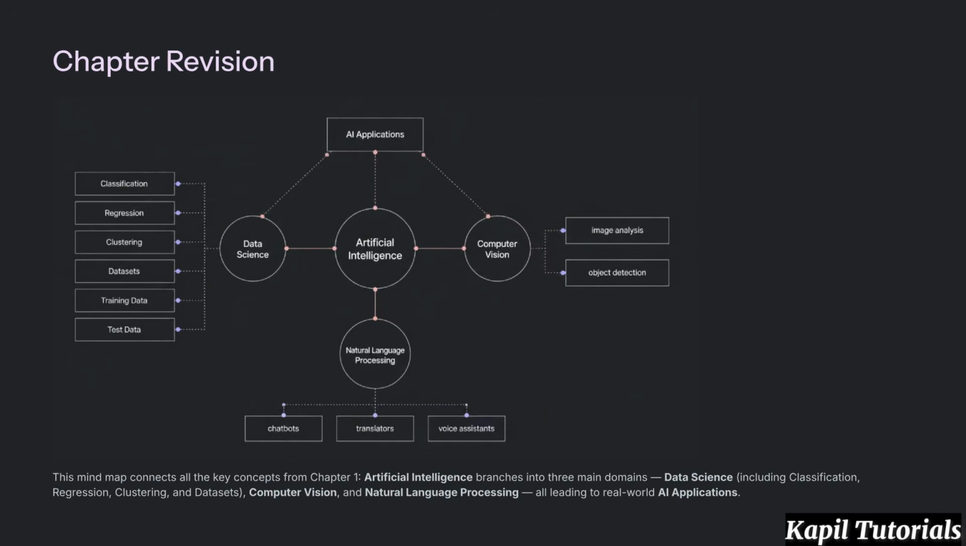This mind map summarizes our chapter. Artificial intelligence branches into data science, computer vision, and natural language processing, which all lead to various real-world AI applications.